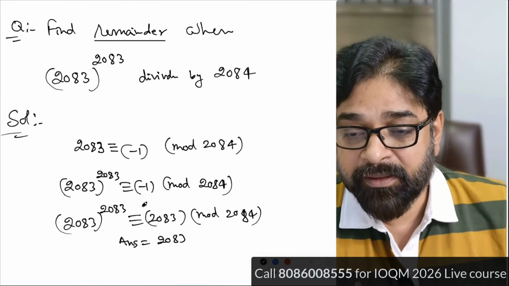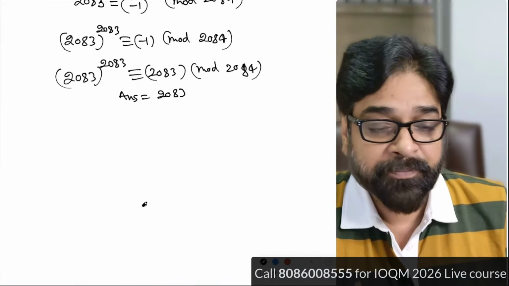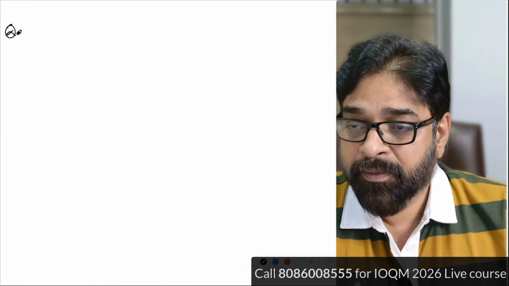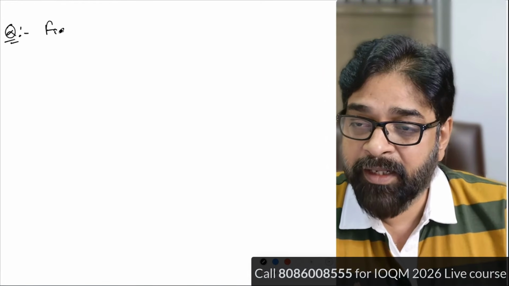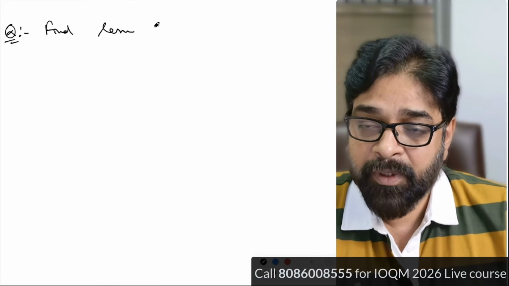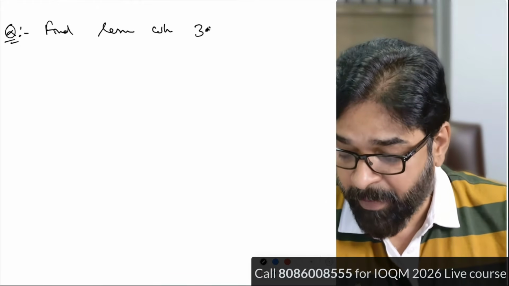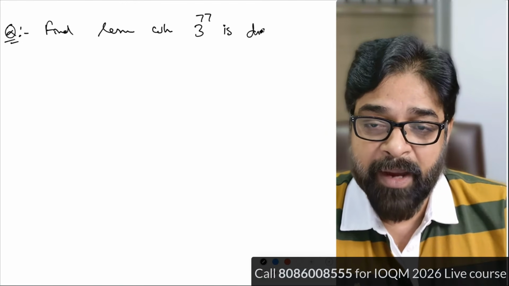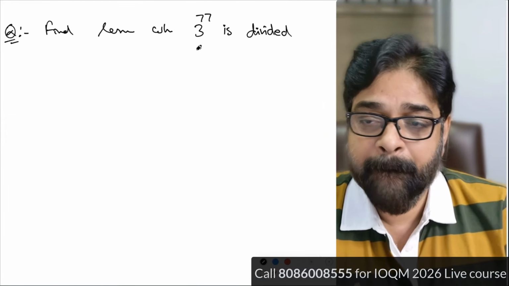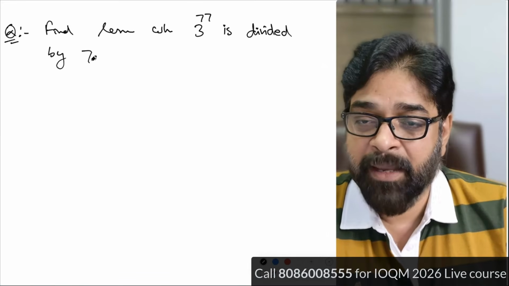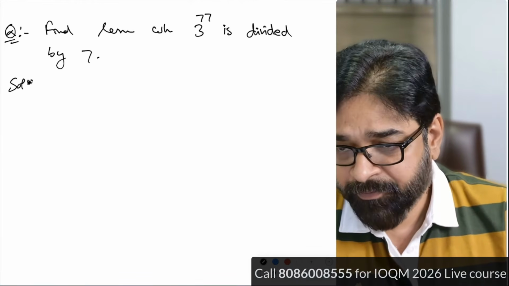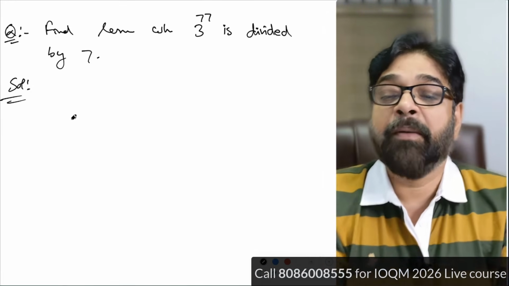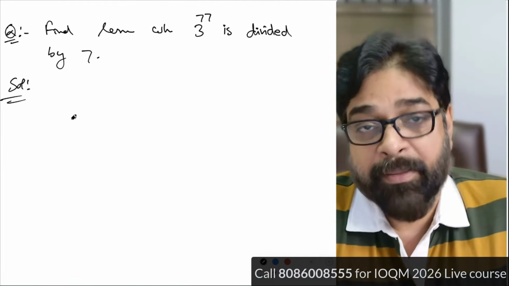Let's discuss more questions. Find remainder when 3 power 77 is divided by 7. Okay? Damn simple question. How simple? 3 power 77 divided by 7.